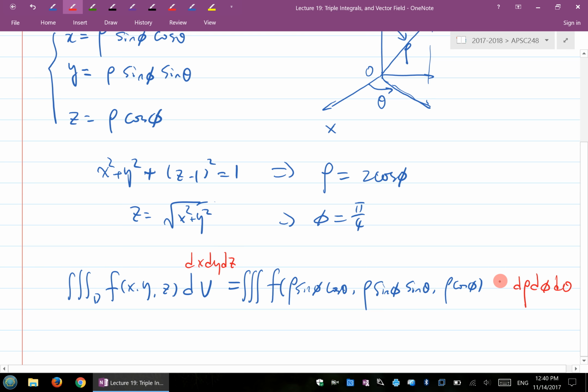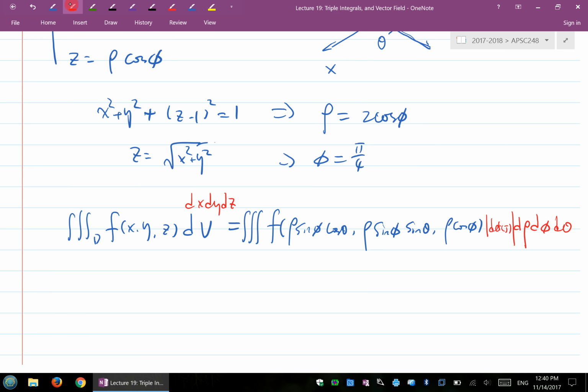However, we need to plug in a scale factor here. If you recall, we can use the determinant, the Jacobian, to find this scale. So let's calculate this. What exactly is this determinant, the Jacobian, based on this transformation? This is actually quite straightforward.